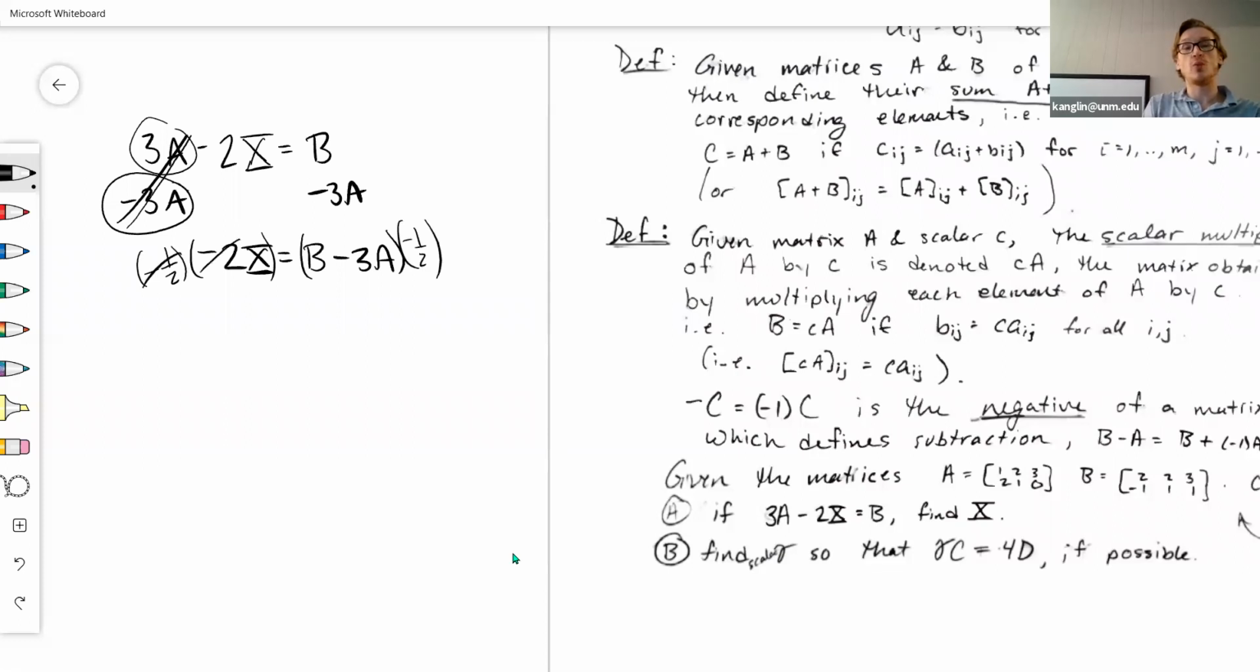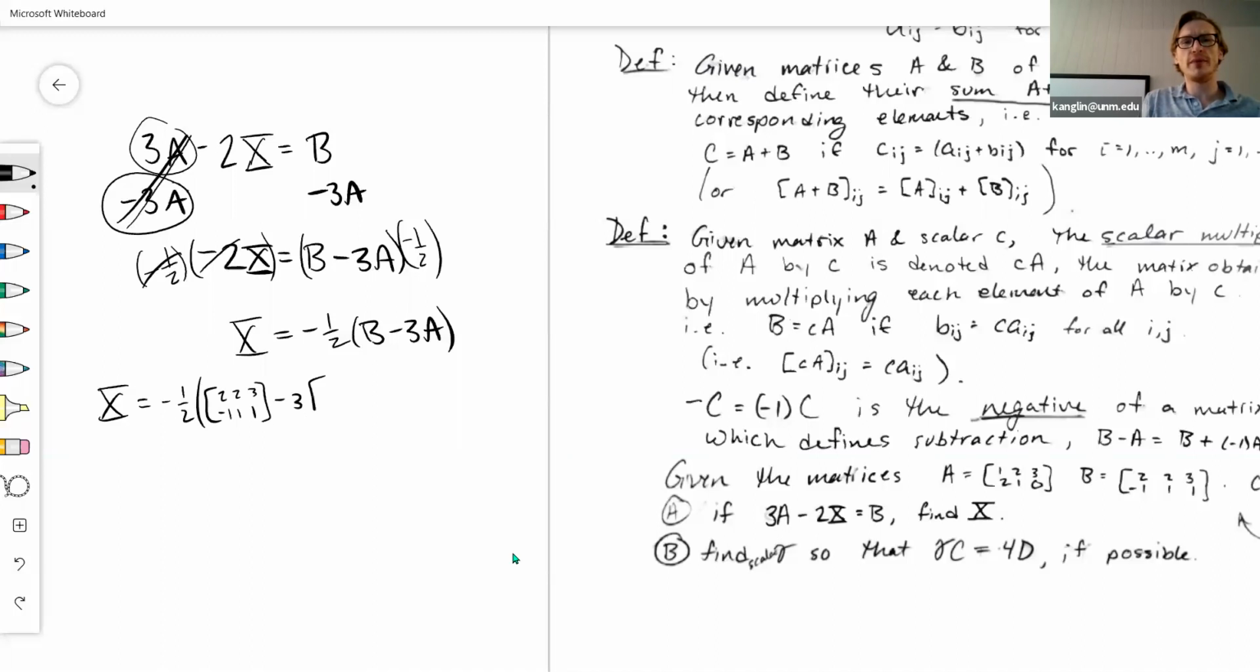So these cancel, and we're left just with matrix X equals -1/2, I put it out front instead, B minus 3A. And now that I've got a nice expression for what X is, let me plug in these matrices B and A. This isn't so bad now. Matrix B is 2, 2, 3, negative 1, 1, 1. We're subtracting 3 times the matrix A, which is 1, 2, 3, 2, 1, 0. All right, just looking back over here, these given matrices, A and B. So this is going to be very easy.